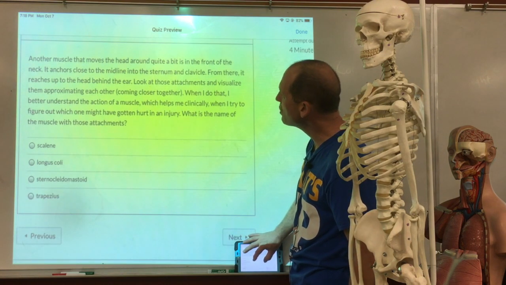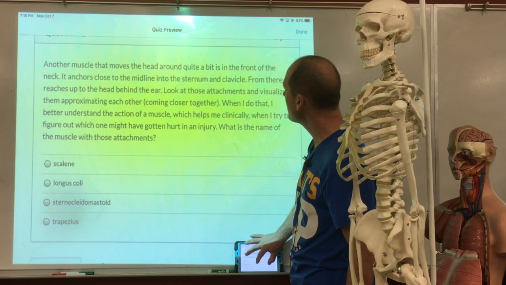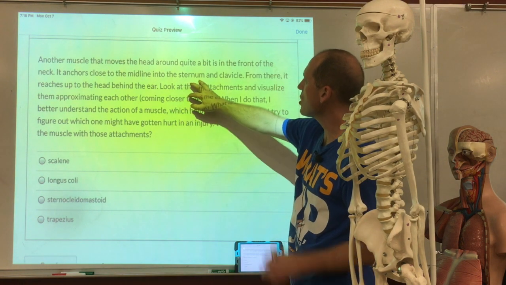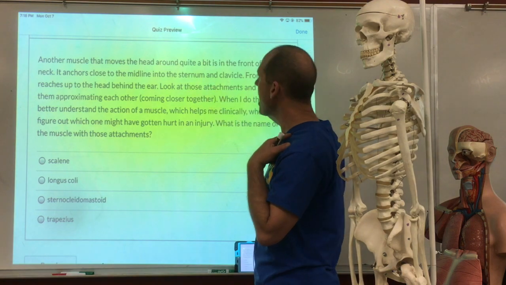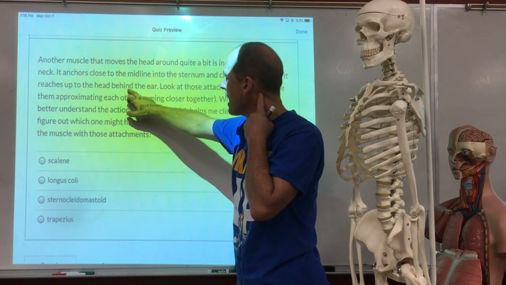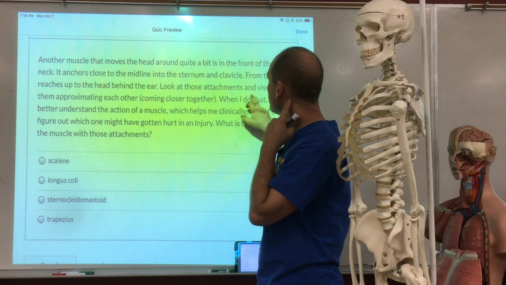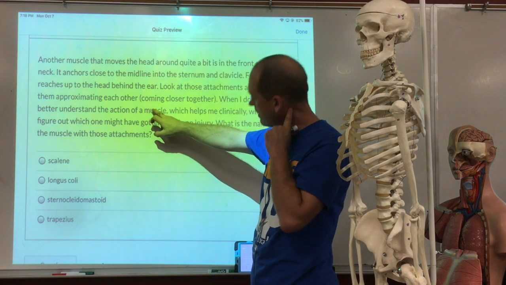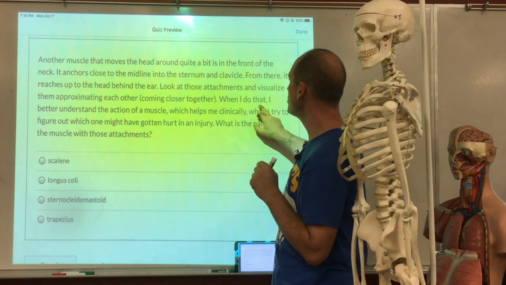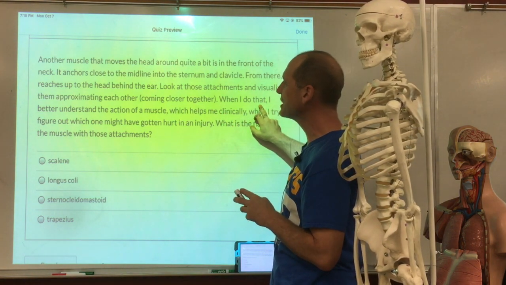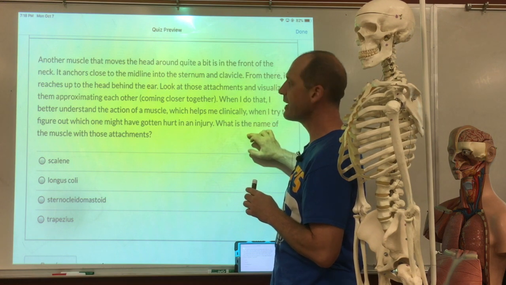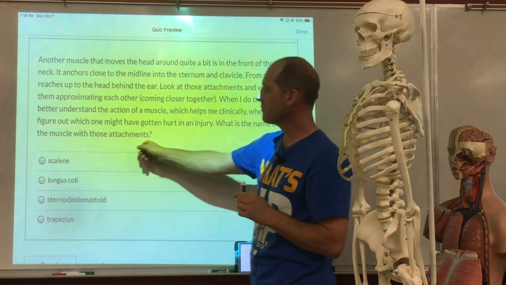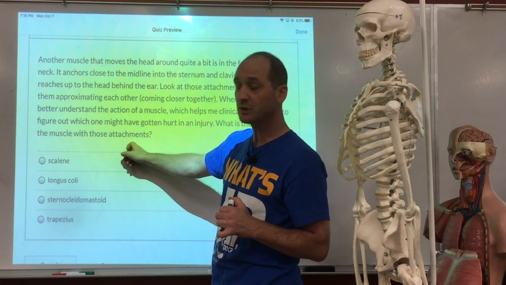Another muscle that moves the head around quite a bit is in the front of the neck. It anchors close to the midline of the sternum and the clavicle. From there, it reaches up to behind the head in the ear. Look at those attachments and visualize them approximating each other. That way, right? Close together. When I do that, I better understand the action of a muscle, which helps me clinically when I try to figure out which might have gotten hurt in an injury. What is the name of that muscle with those attachments?